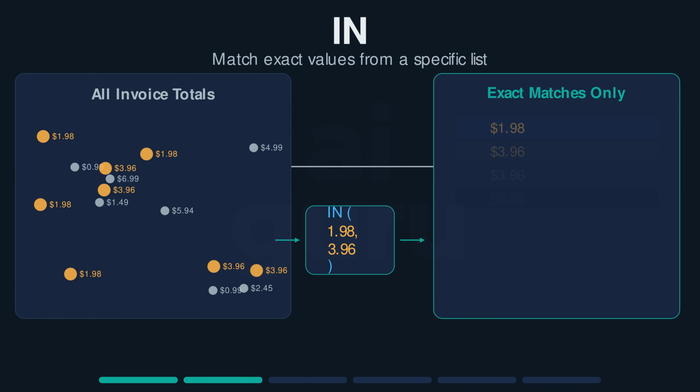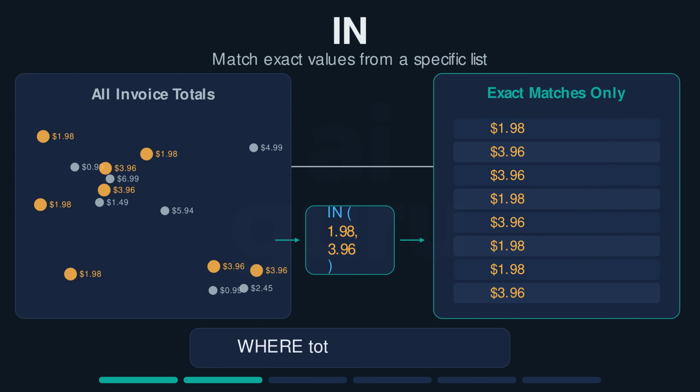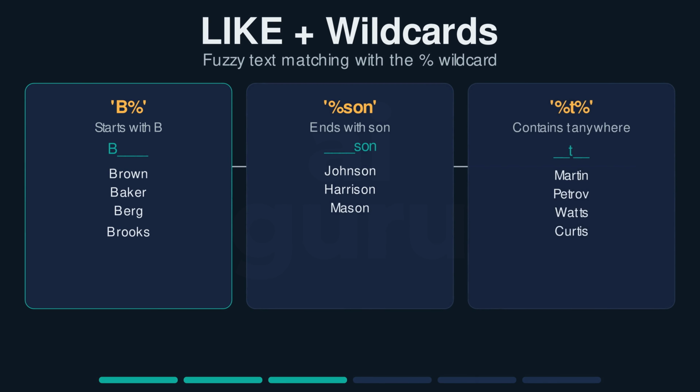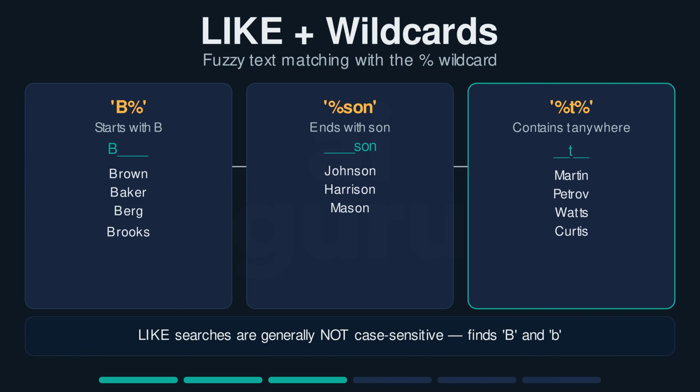Then you trade BETWEEN for the IN operator. You write WHERE total IN, and then open a set of parentheses and list your exact values separated by commas. So parentheses of 1.98, comma 3.96, close parentheses. It will only catch those exact matches. Okay, that handles numbers nicely. But what about text? Like finding those customers in Paris or finding people whose last names start with a B? How does the sieve filter text?